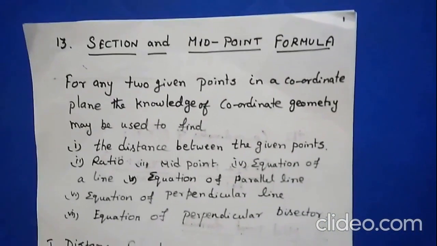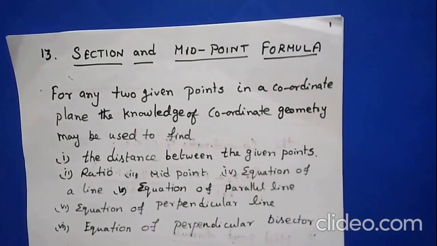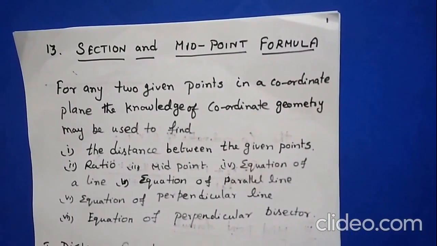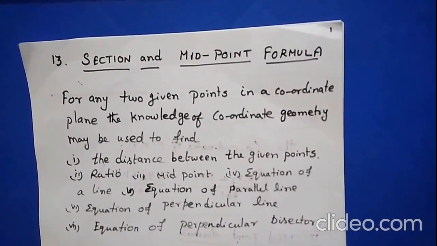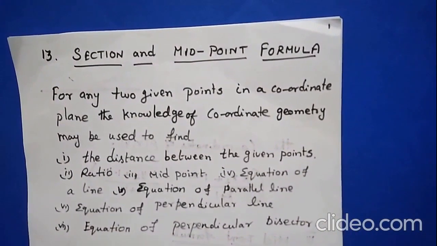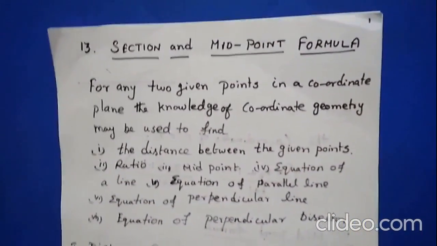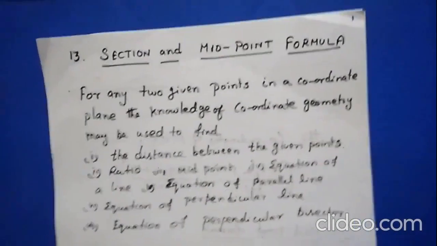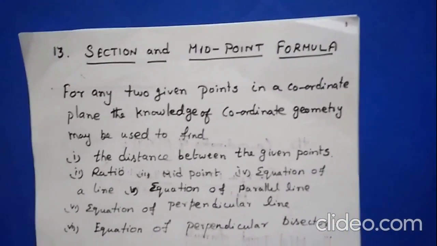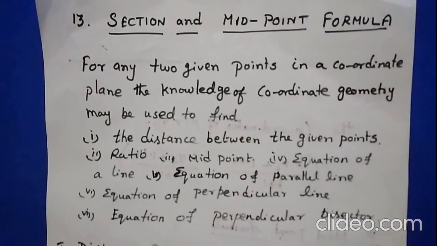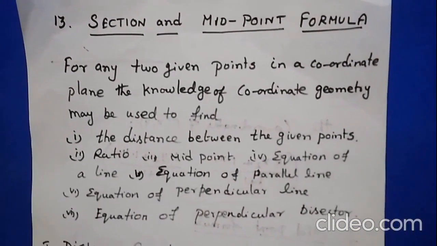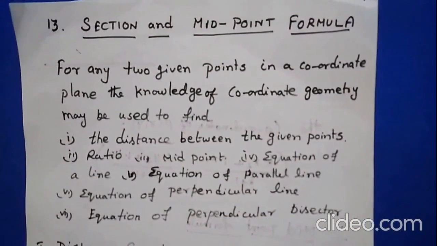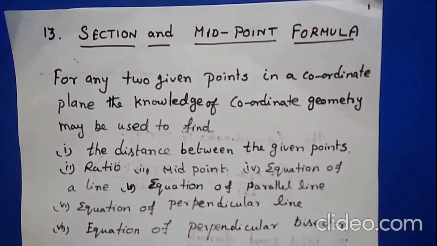Now come to this one. For any two given points in a coordinate plane, the knowledge of coordinate geometry may be used to find: what is the use of coordinate geometry? The distance between the two given points, ratio, midpoint, equation of a line, equation of a parallel line, equation of a perpendicular line, and also equation of the perpendicular bisectors. These are the uses of coordinate geometry.